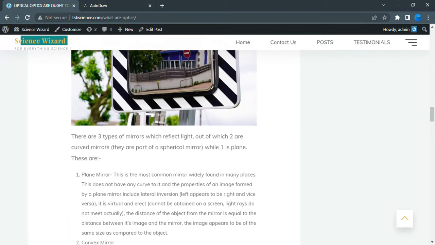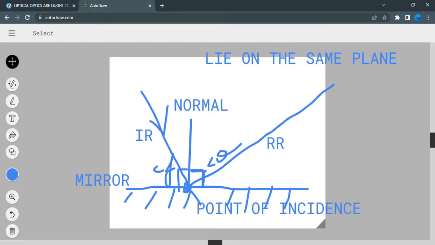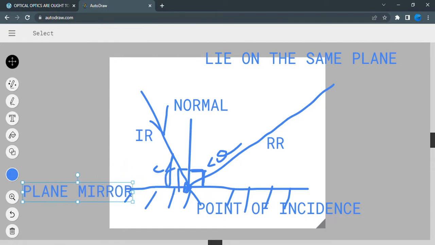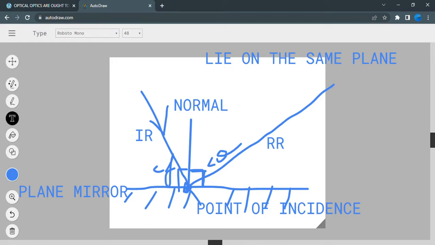First of which is a plane mirror. As discussed earlier, this is commonly referred to as the plane mirror. This mirror will always form a virtual and erect image. Now, what does virtual image mean?